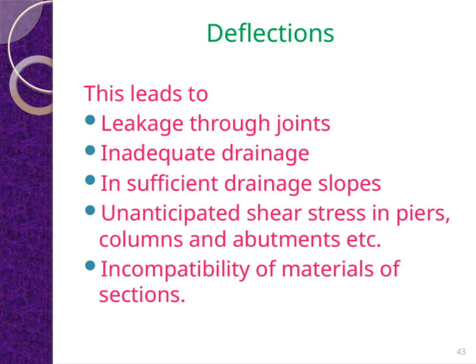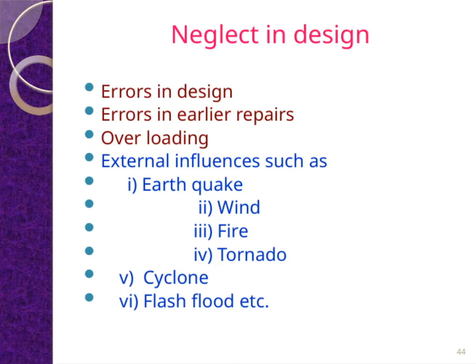durability of bridge structures. When we look at failures in structures, there are several common causes that we need to understand. One major factor is errors in design, which can lead to vulnerabilities that might not be apparent at first glance. Additionally, mistakes made during earlier repairs can also compromise the integrity of a structure over time. Overloading is another critical issue. When a structure bears more weight than it was designed to handle, it can lead to failure.